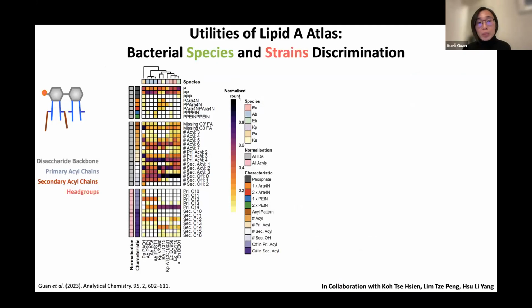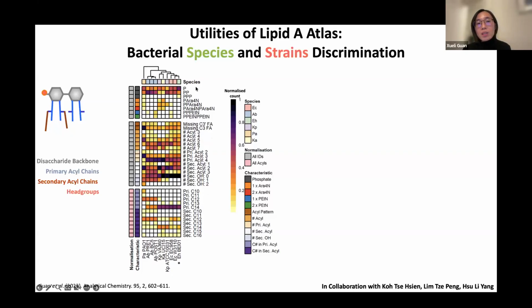So this is a heat map representation of the output that we have seen. In this case, we group the lipid A into 3 blocks. The first block is the head group modification. The second block is the fatty acyl compositions in terms of the numbers and where the positions are. And the third block is the chain length of the different fatty acids. In this particular heat map, it's the normalized count of each type of lipid A based on their chemistry.